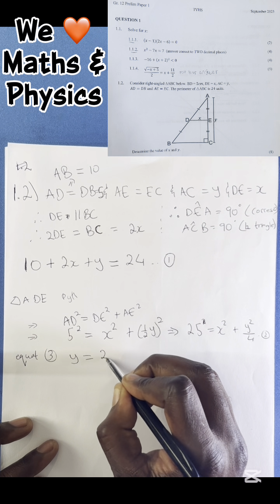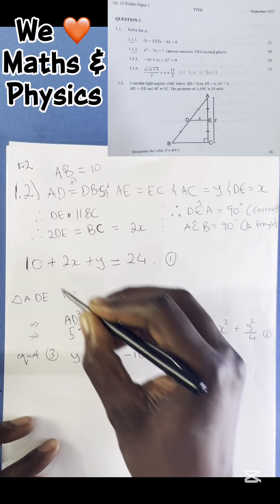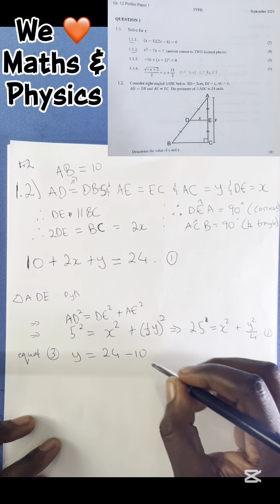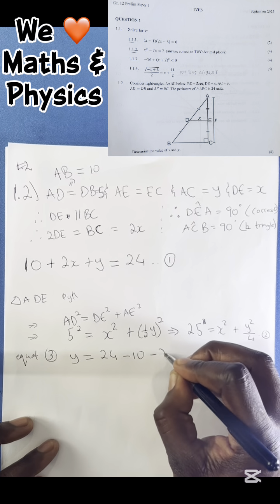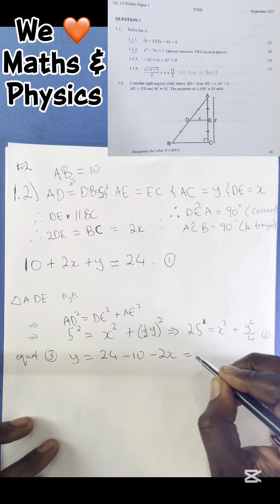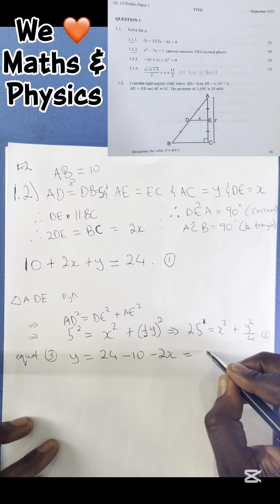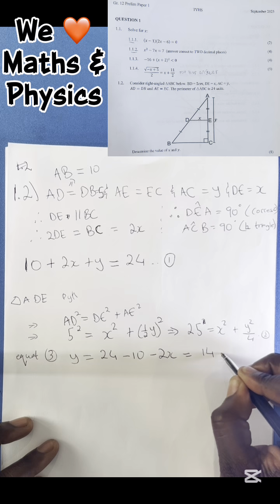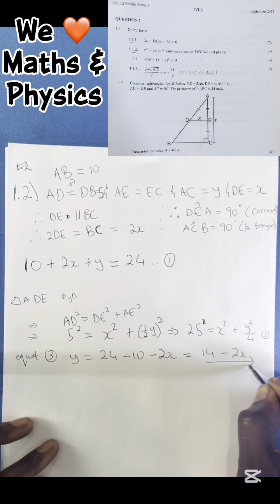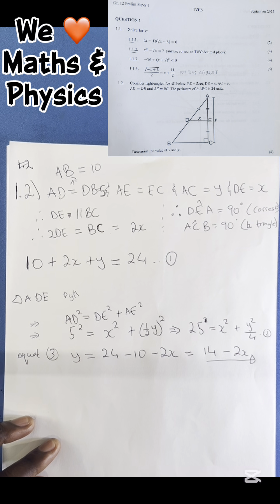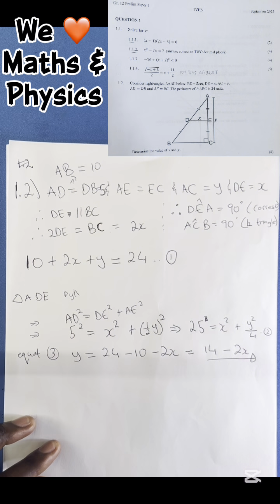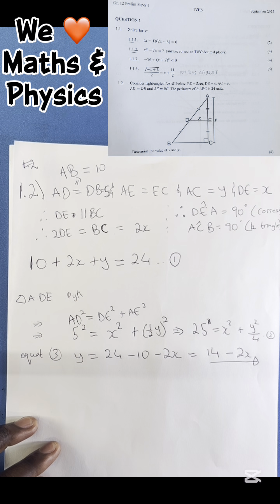So y is equal to 24 minus 10. This goes over the equal sign, becomes negative, 2x. So if we simplify this, this gives us y is equal to 14 minus 2x. That becomes our equation number 3. Does that make sense? Leave it at that.